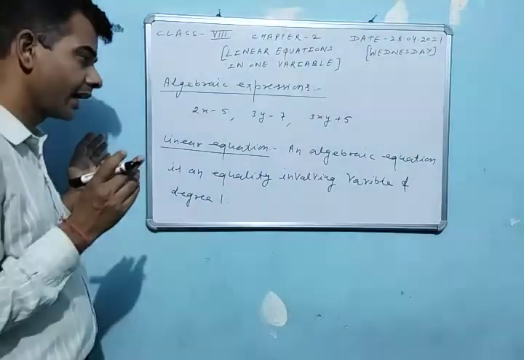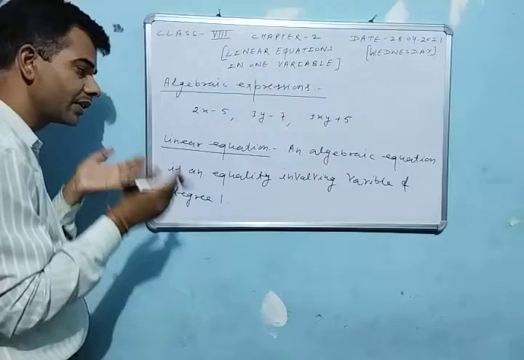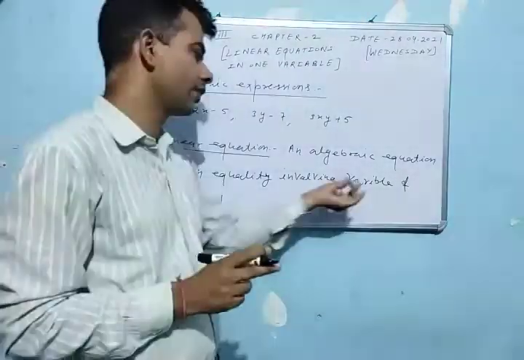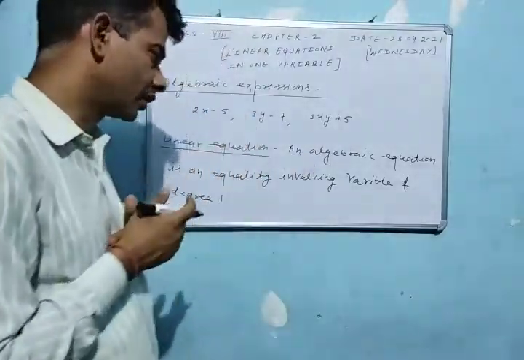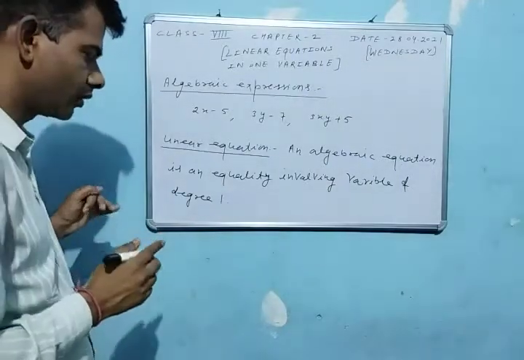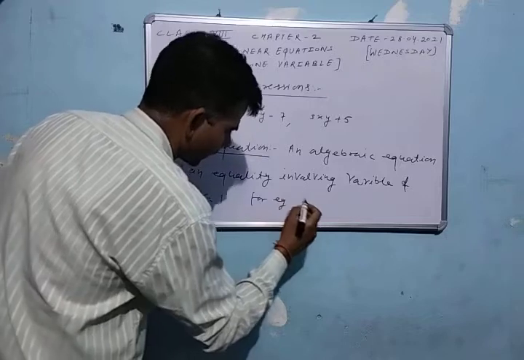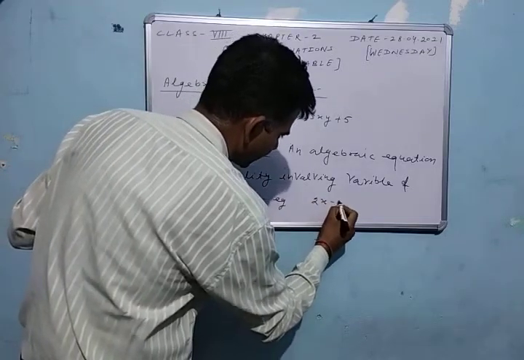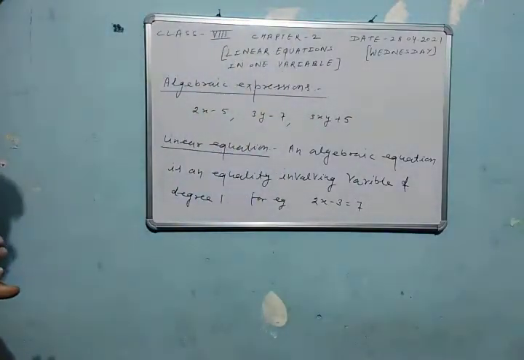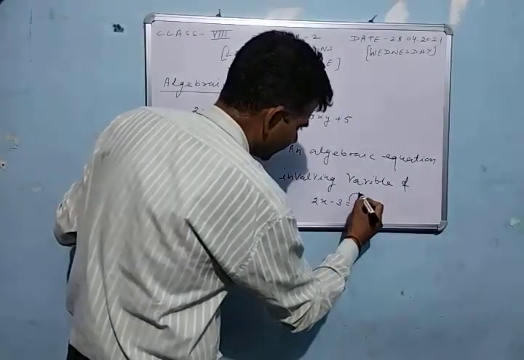Students, an algebraic equation is an equality. Equality means there will be an equal sign, involving a variable. There will be a variable of degree 1. A linear equation is one whose degree is 1. For example, students, 2x minus 3 is equal to 7. There is an equality sign.